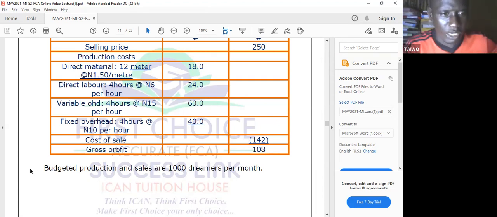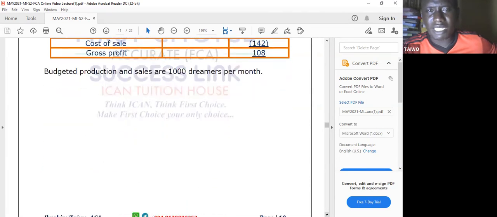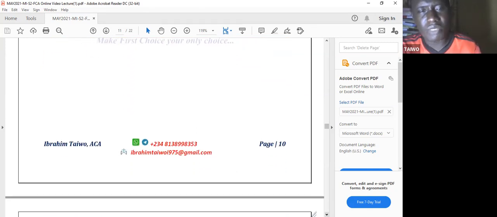Now, if you look at it, budgeted production and sales are 1,000 dreamers per month. That's what I'm looking at selling in a month. It means they budgeted that in a month, we are looking at selling 1,000 dreamers, that's 1,000 beds. Those are the standard information.